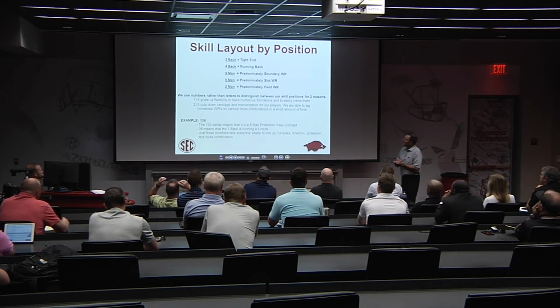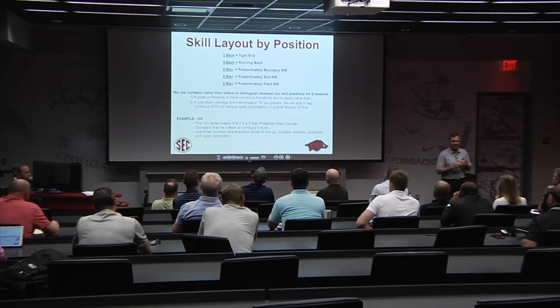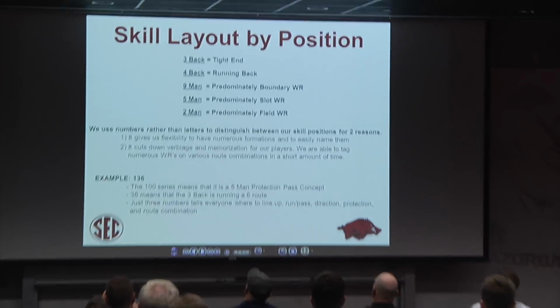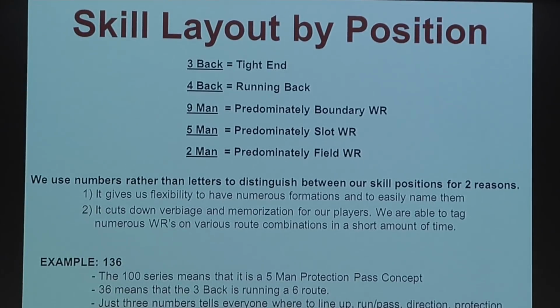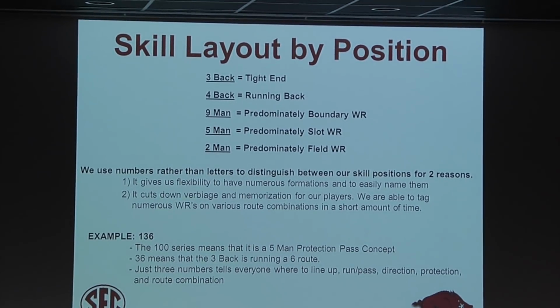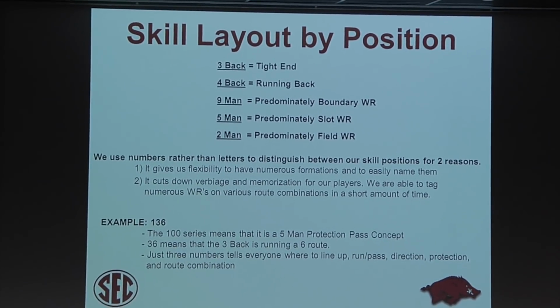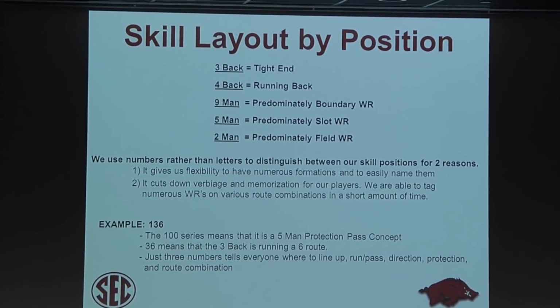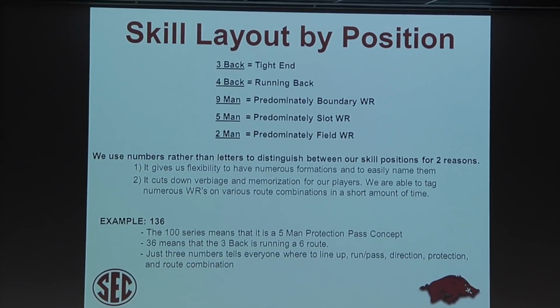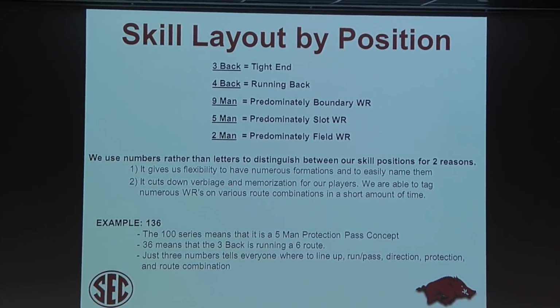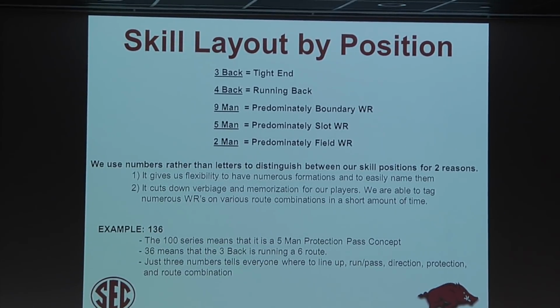Skill layout. Let's talk a little bit of offense. Just so I know, I've been speaking predominantly defense and back and forth, but 3-back for us is a tight end. That's just kind of what we've called it. 4-back is our running back or a tailback. A 9-man is predominantly our boundary wide receiver. That's the bigger wide receivers.